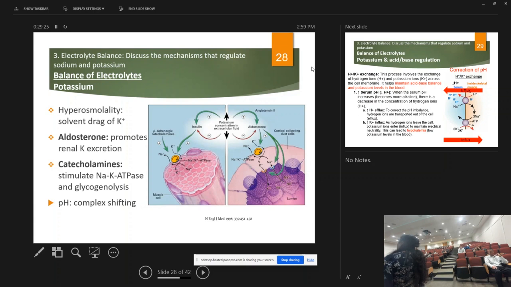So this potassium is going to be brought into the cell, and because 2 potassium is coming in, 3 sodium will leave. So you're dragging the potassium into the cell. Through this pathway in the collecting duct cells, that's what they will do, and they will correct for potassium.